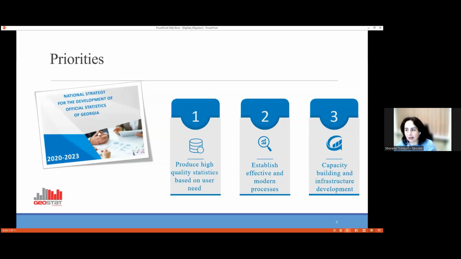And I would like to highlight that one of the priorities for Geostat is to improve the migration statistics in our country, including to introduce big data as an alternative data source to assess the migration and tourist statistics in our country.